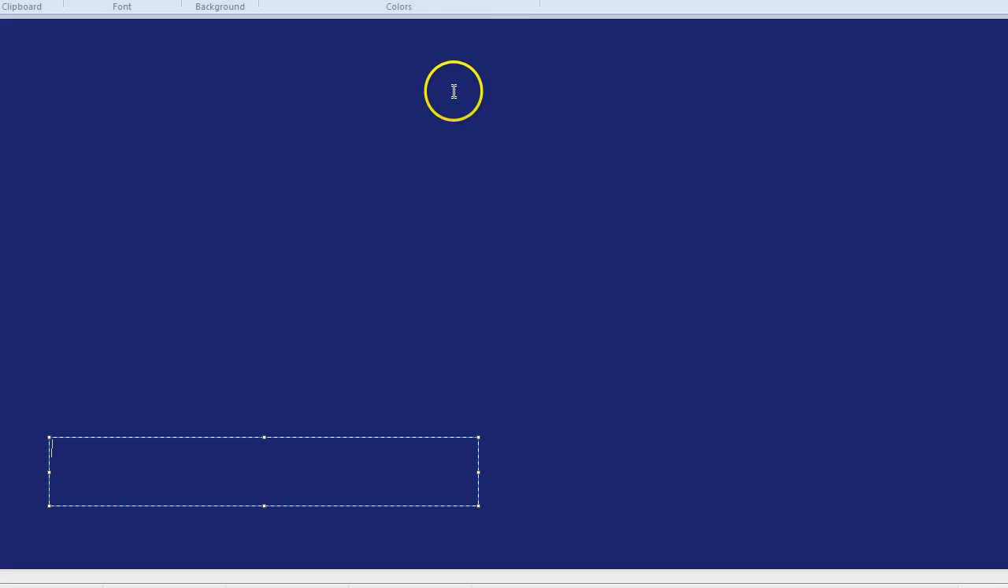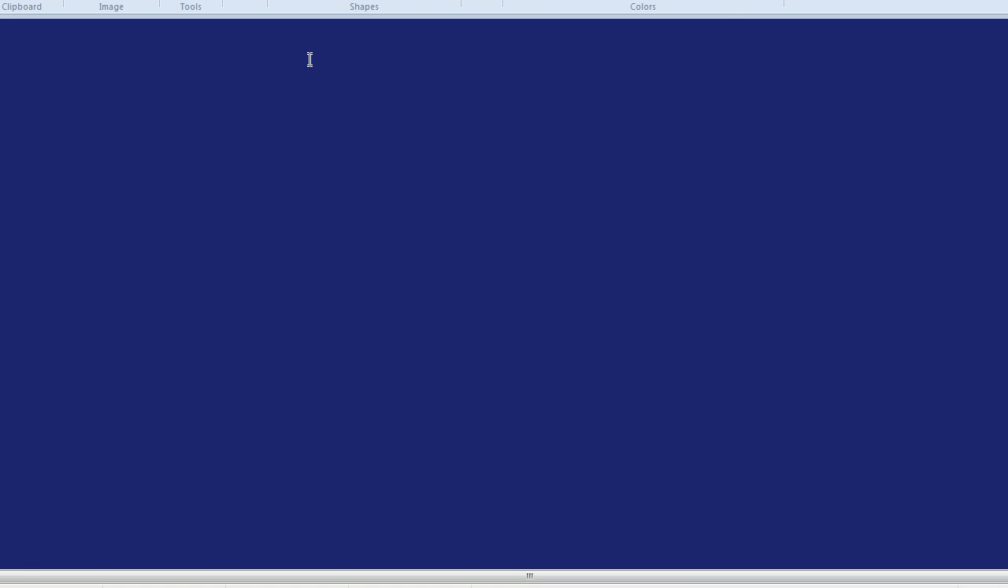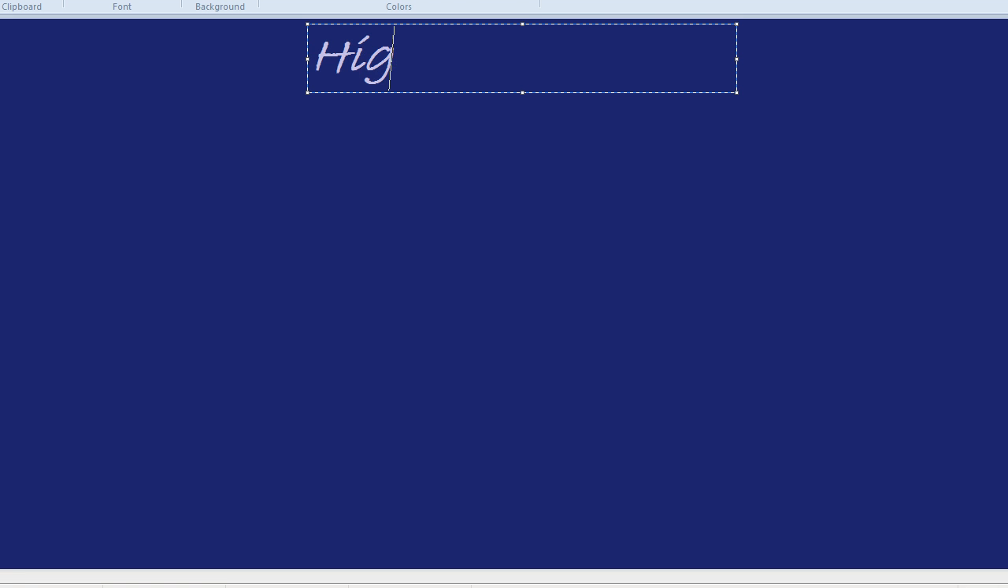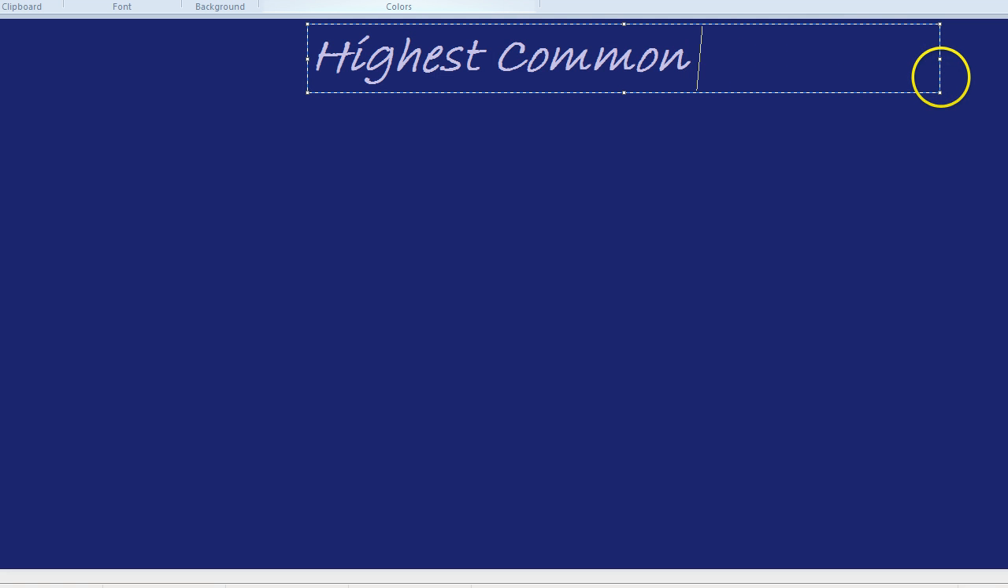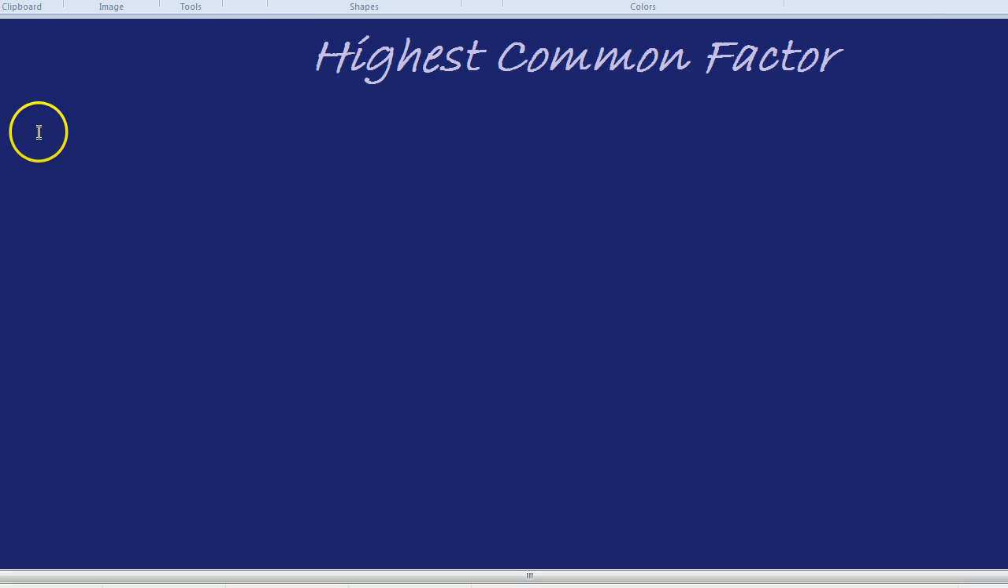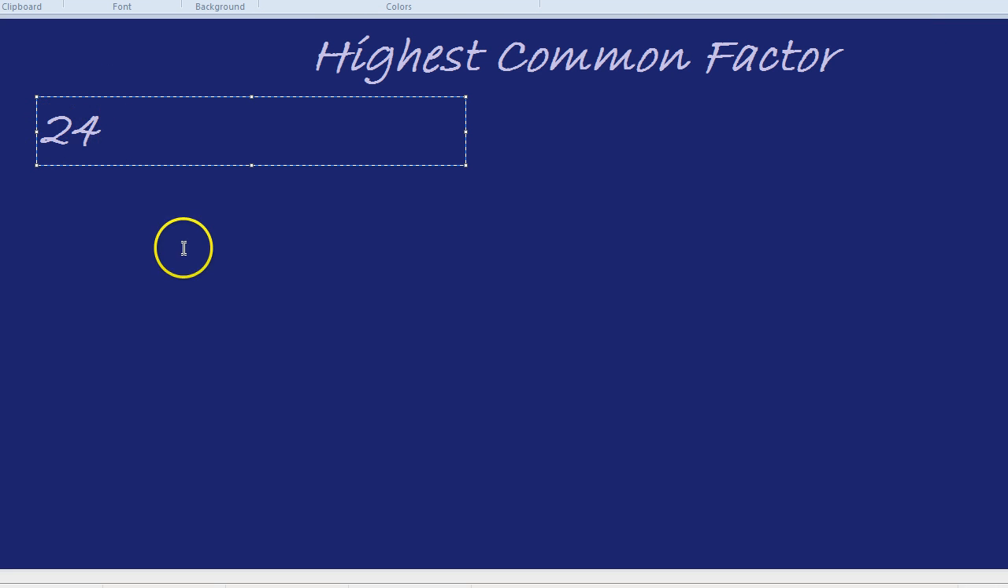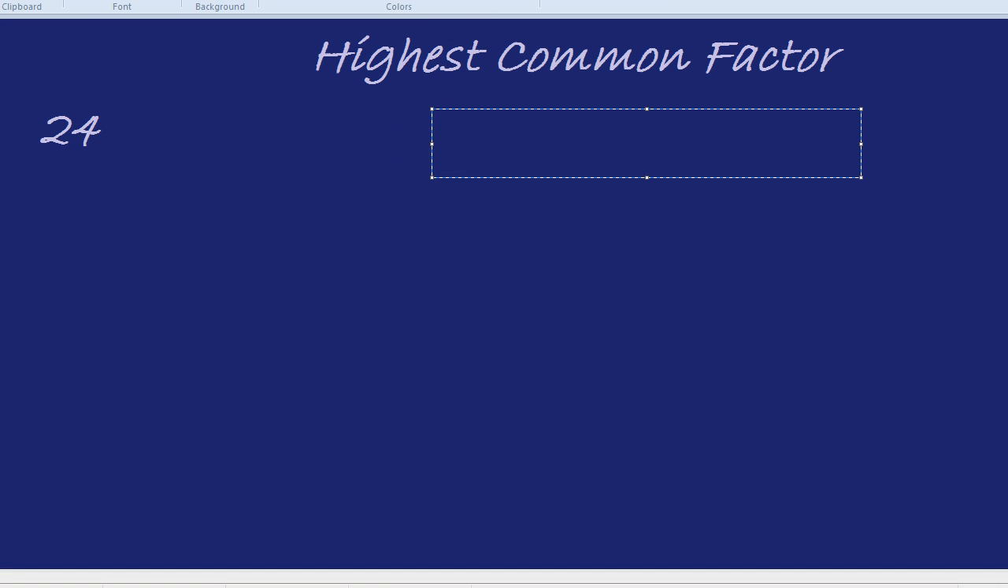We're going to take a look at highest common factors, also known as greatest common divisors in America, I believe. The highest common factor, what is it? It's a factor that two numbers have in common, which is the biggest factor that the two numbers have in common. Let's take two numbers like 24 on the one side and 30 on the other side.